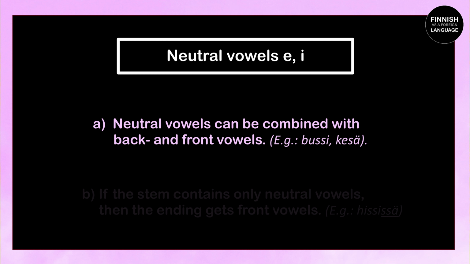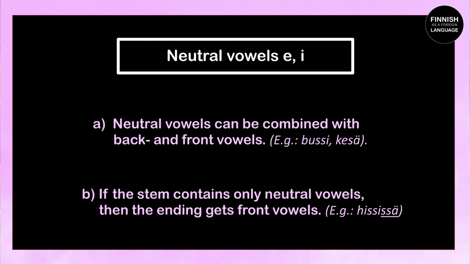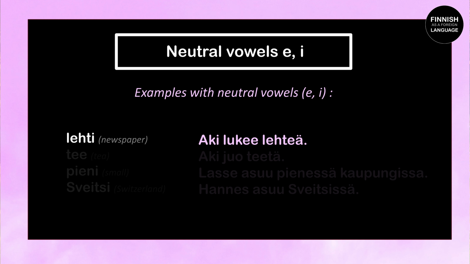And the second rule is that if the stem contains only neutral vowels, then the ending gets front vowels. For example, hissi, which means elevator, becomes hississä when we want to say in the elevator. Alright, now let's go through some examples.